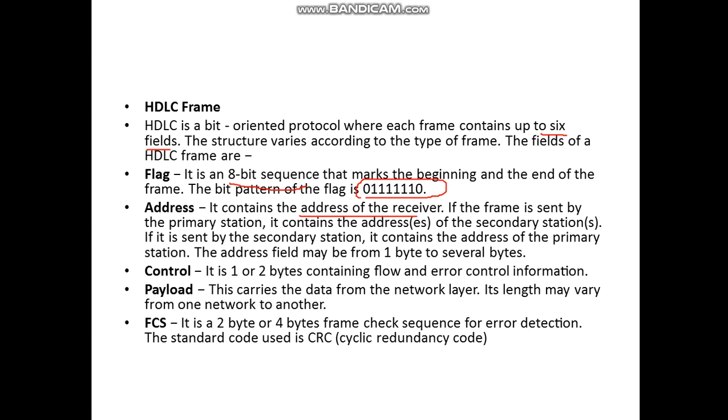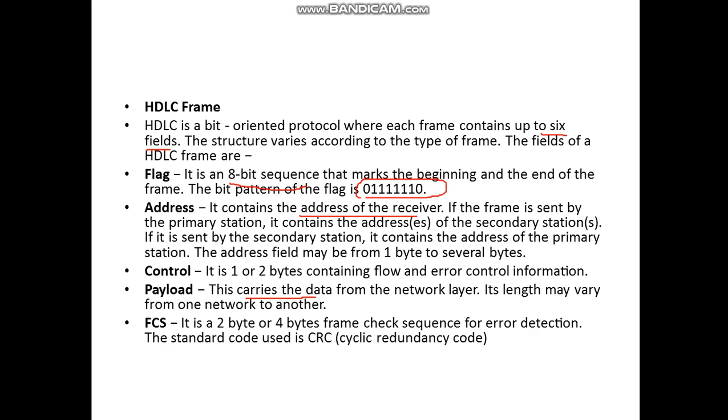Next are the control bits. It is either 1 or 2 bytes. It contains basically flow and error control information. Next, we have the payload, which carries the actual data from the network layer, the data that comes in the form of packets. So the network layer builds up packets. These packets are put into frames right here in the data link layer. So the actual data is put into the payload. Its length might vary depending on the size of the packet decided by the network layer, and what data a sender wants to send.